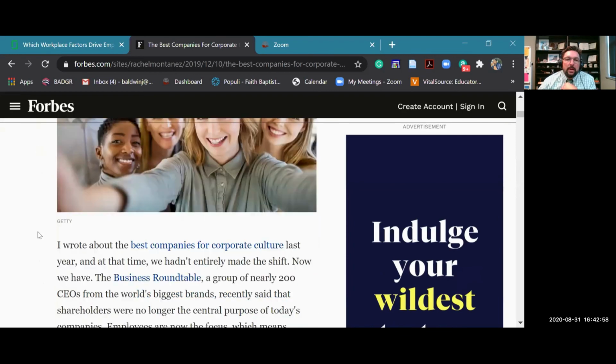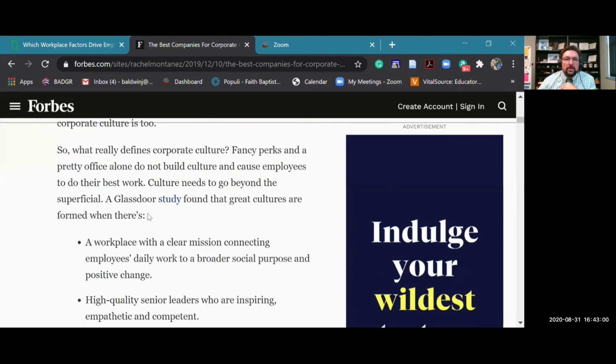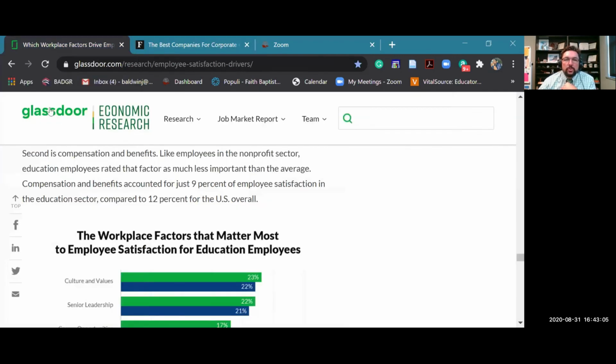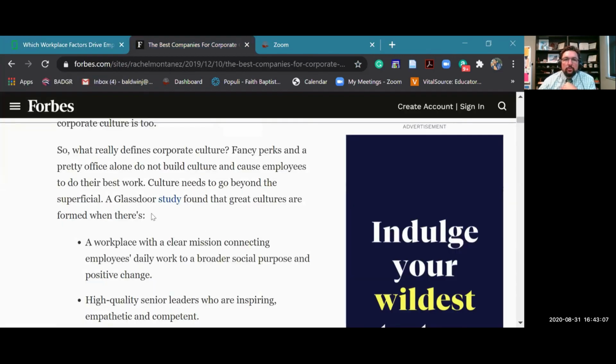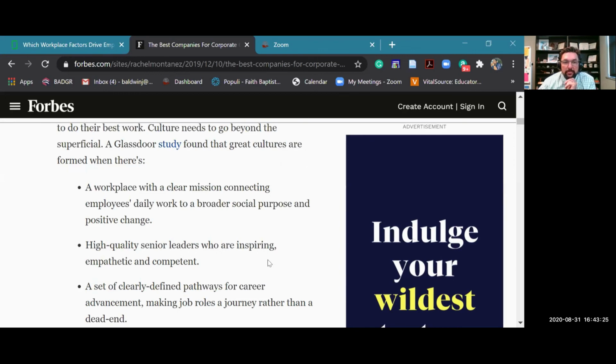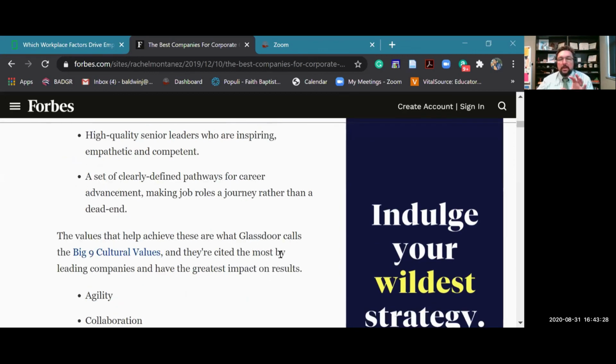So this is also going back to Glassdoor. Over here, this was a Glassdoor study. This also refers to a Glassdoor study. I think one of these actually ties to the other with the link. Workplace with a clear mission, connecting employees' daily work to broader social purpose and positive change. So people like to work for companies that have a bigger mission than just making money. High quality senior leaders that are inspiring set a clearly defined pathway for career advancement. So this is based on the same study, just looking at it a little differently.